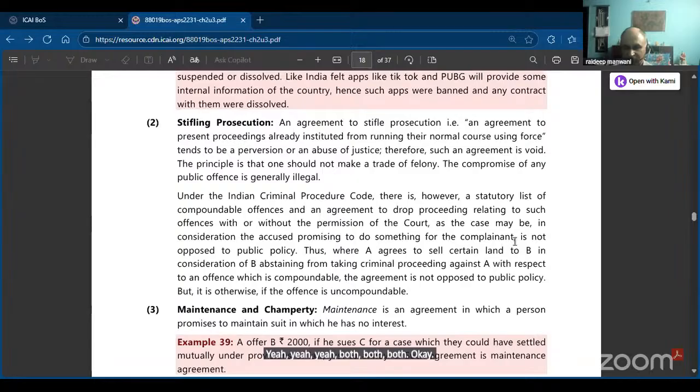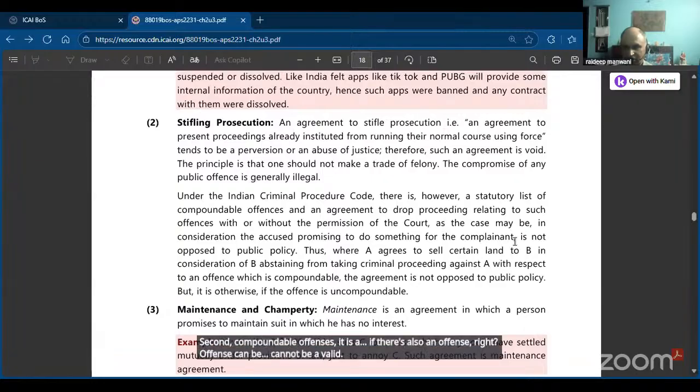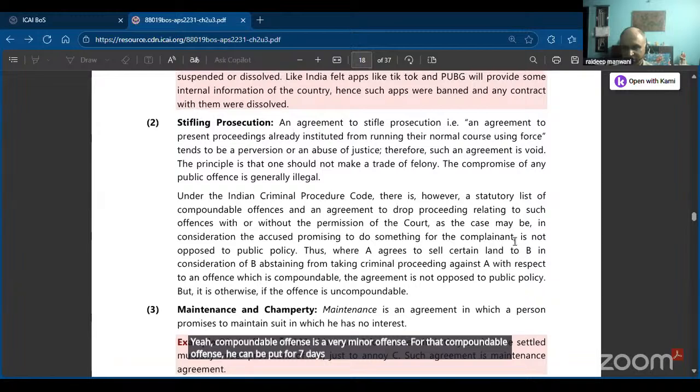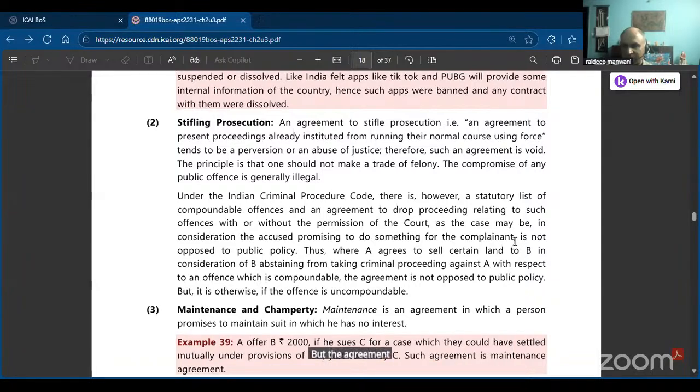Sir, is he punishable for both, that he committed the murder and he made an agreement? Yeah, both. Correct or no? Thank you, sir. So in compoundable offenses, it is also an offense, right? Yeah, a compoundable offense is a very minor offense. For that, he can be put in custody for 7 days and all. But agreements to stifle compoundable offenses are valid.